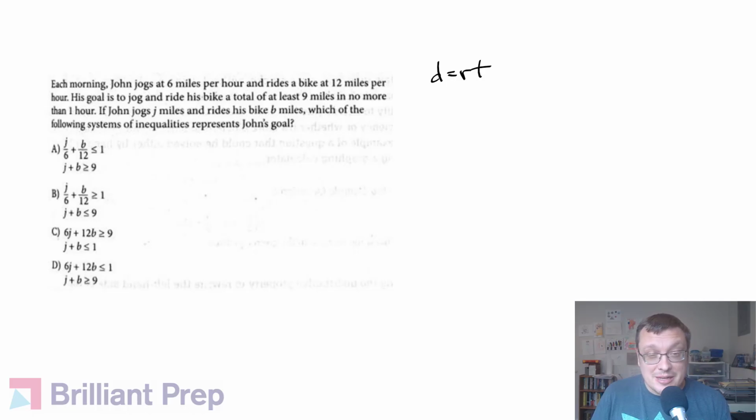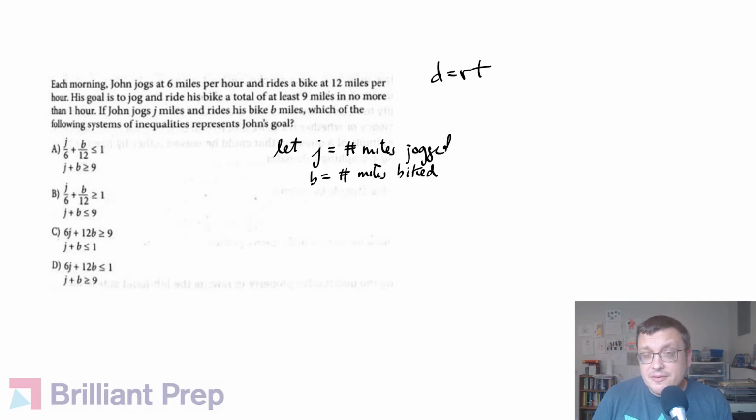And let's see what we have here. John jogs at 6 miles per hour and rides a bike at 12. The goal is to jog and ride at least a total of 9 miles and in no more than an hour. And we are given J and B. J is the number of miles jogged, and B is the number of miles biked. We want to create a system of inequalities that will represent this situation.